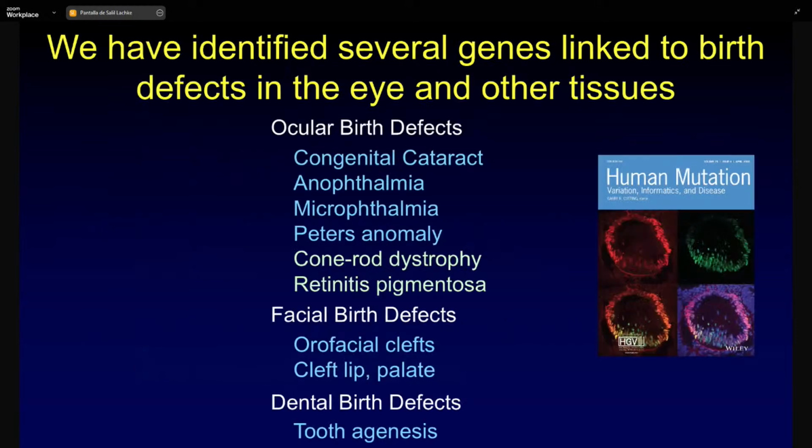So far we have identified several genes which are linked to human congenital cataracts or anophthalmia, microphthalmia, or Peters anomaly, and other defects too. The approach that we have used can also be expanded beyond the eye, and we have also collaborated with other folks to find new genes for orofacial clefts and tooth agenesis and so forth. But today I'm going to focus on the eye, and for now, on the lens and the cataract sort of defects to show how this has worked superbly in that aspect.